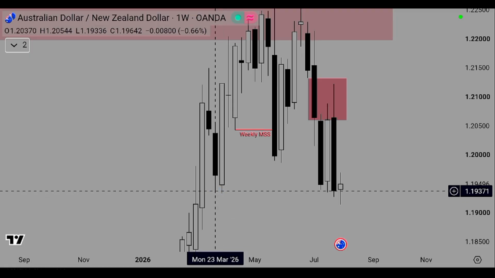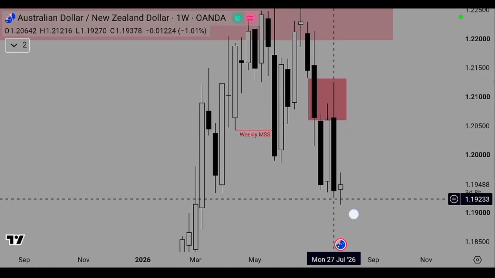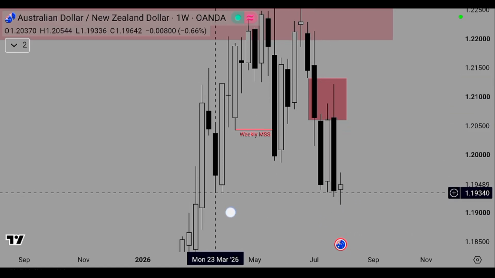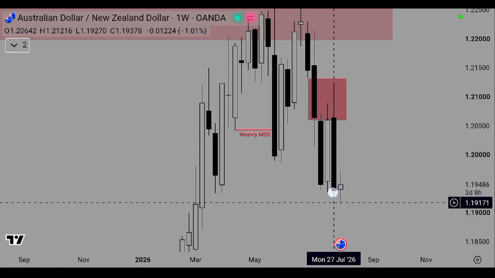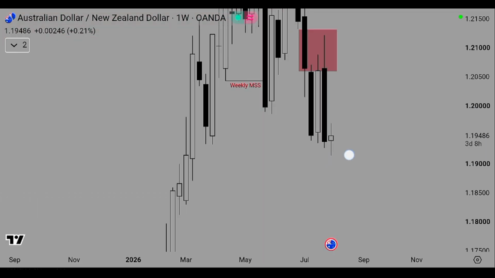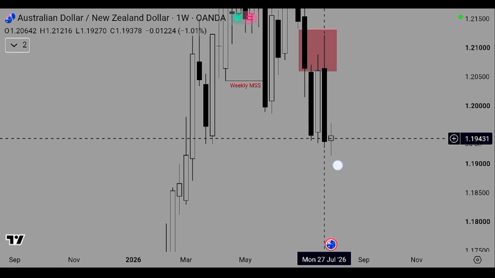After taking this relative equal lows, no, I'm sorry. Firstly, it took this sell side imbalance buy side inefficiency and aggressively went down. Then here it took this sell side liquidity, this candle. The last down close candle took this sell side liquidity, and now price takes its previous candle low liquidity.